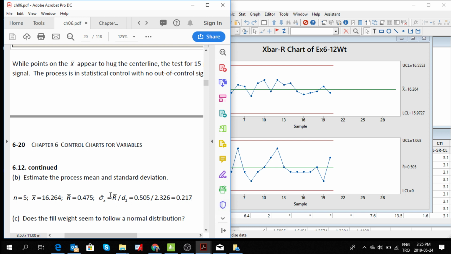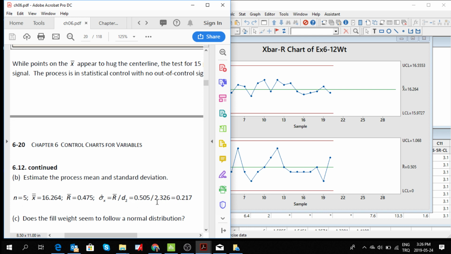And then sigma hat is going to be this R bar over d2. d2 you can find at the end of the book. This belongs to the chart which we call factors for constructing variables control charts. This is appendix 6. If you look at appendix 6, you will find this d2 value. But be careful when you are searching for the d2 value. You should look for the n equals 5 row, because our subgroup size is 5. So this d2 depends on the subgroup size.